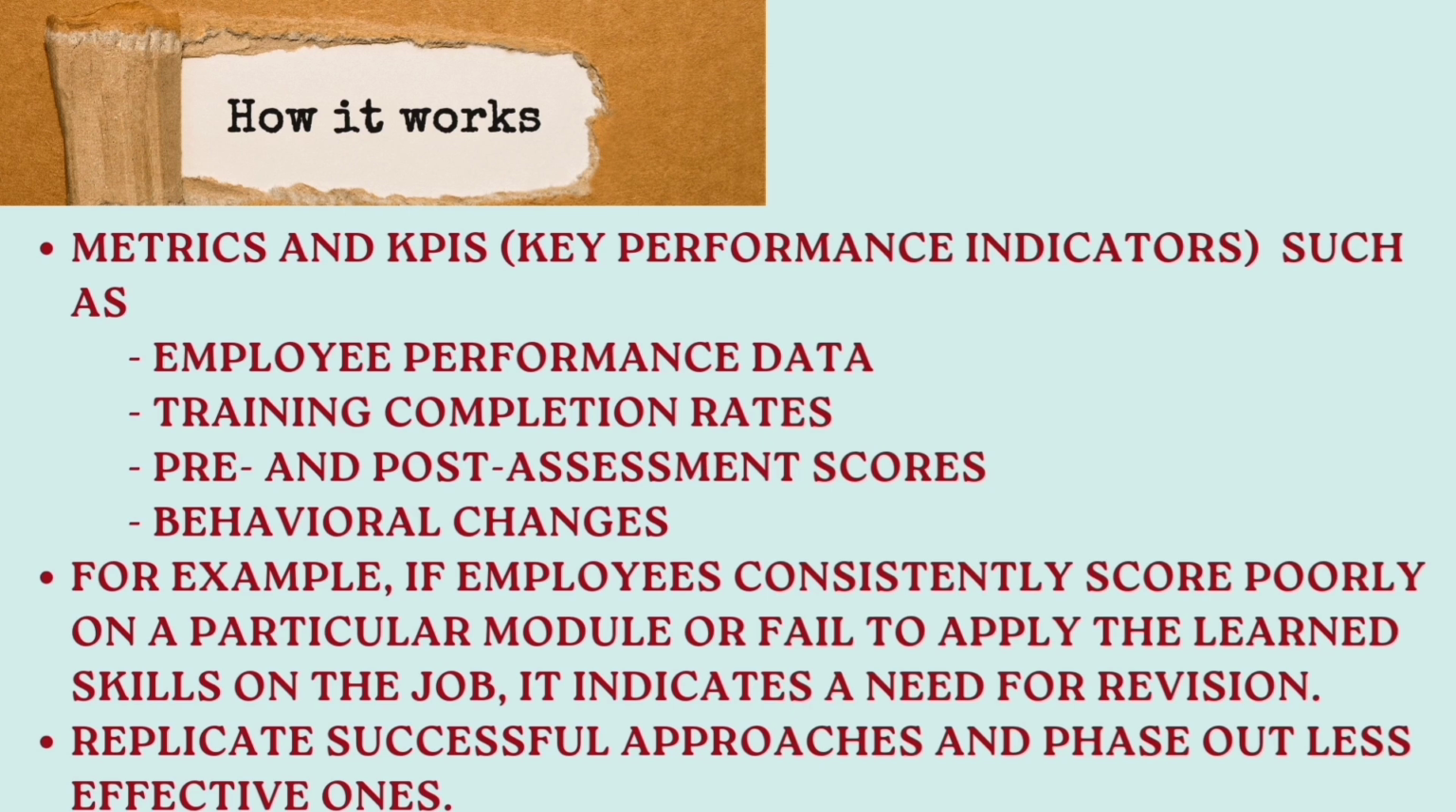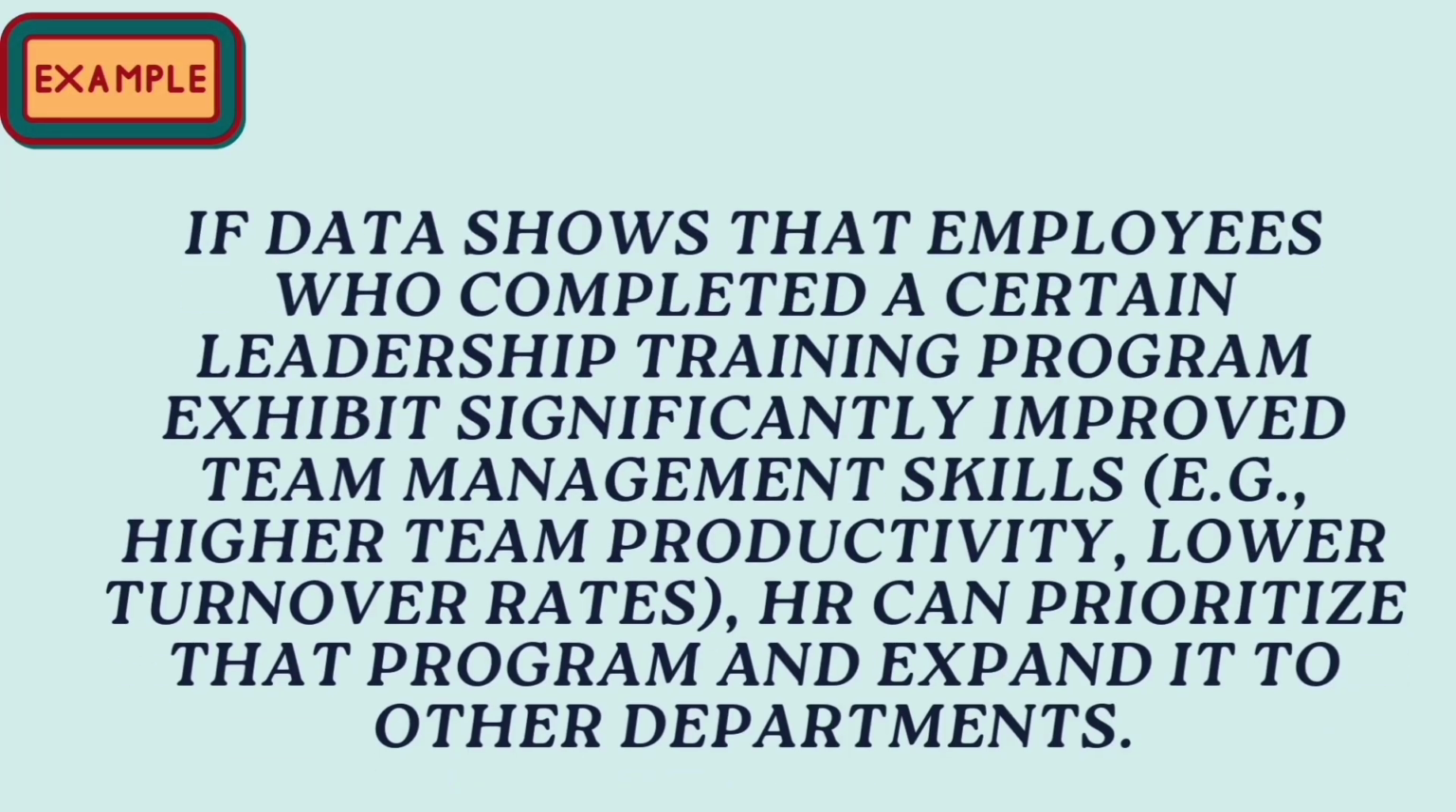Fine. Next, data can also highlight which training program leads to the best outcomes, allowing HR to replicate successful approaches and phase out less effective ones. What is less effective? We will phase it out. Now let's have an example. If data shows that employees who completed a certain leadership training program exhibit significantly improved team management skills, like higher team productivity and lower turnover rates, HR can prioritize that program and expand it to other departments.